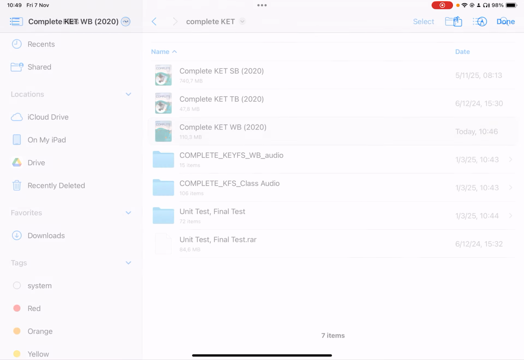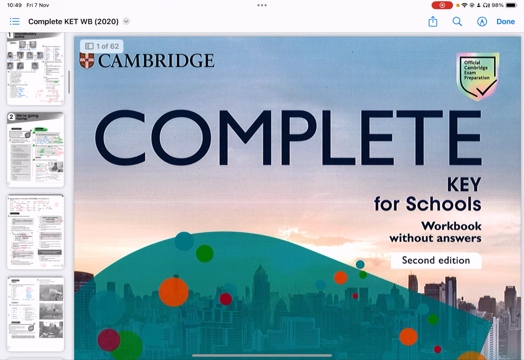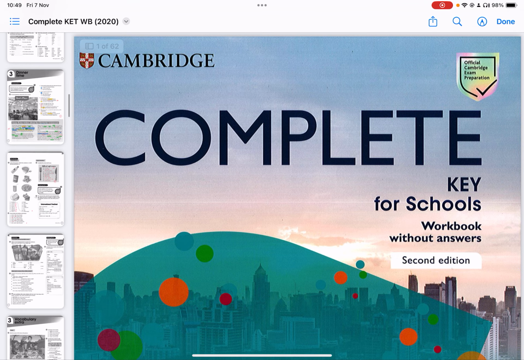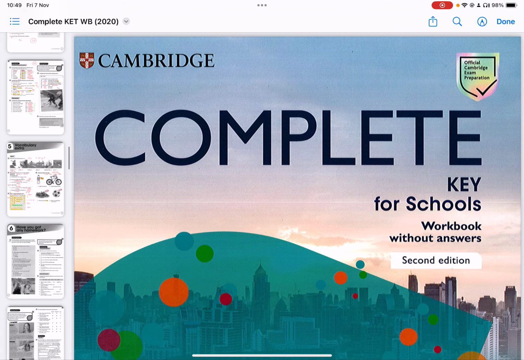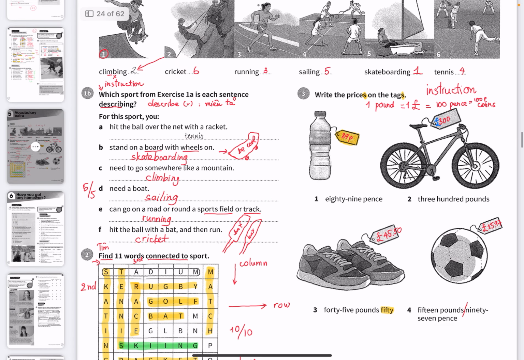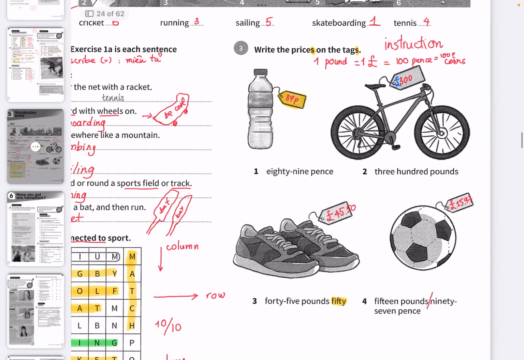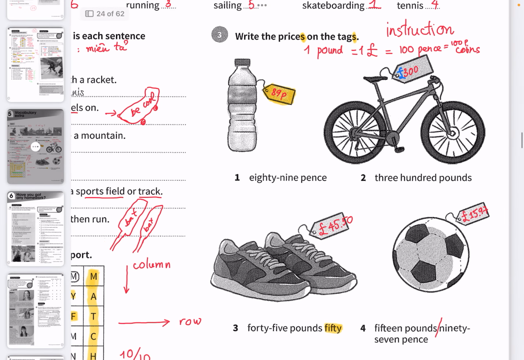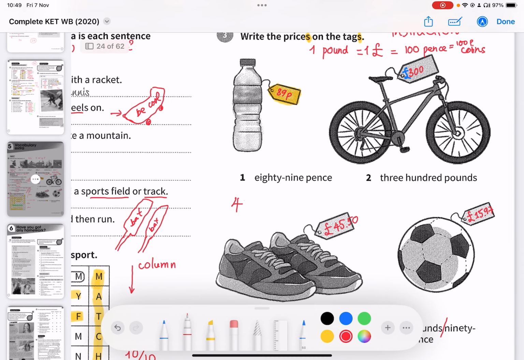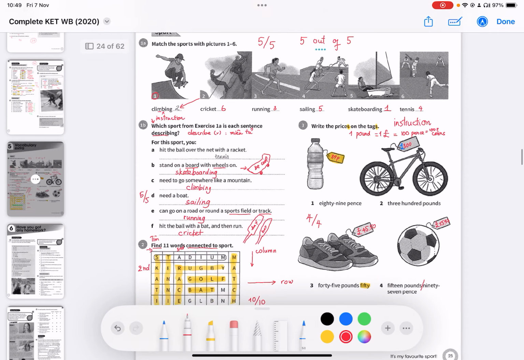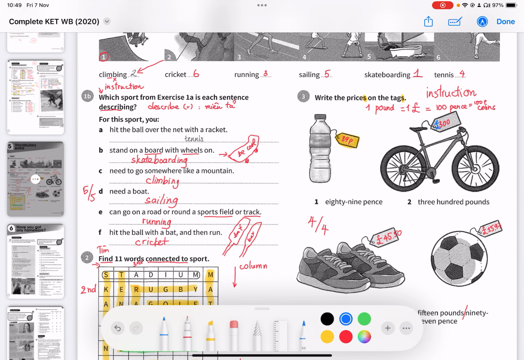Okay, hold on. Let me open it again. Yes. So for exercise 3, write the prices on the tags. We have four questions. I really want to be able to give you double points, but because this is the first time, let's say 4 points out of 4. And so what is the total? Let's do some math here.